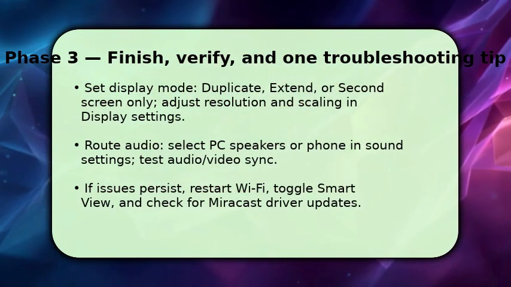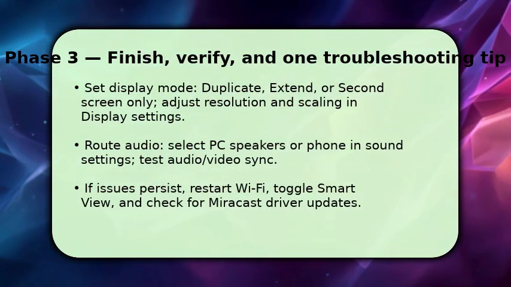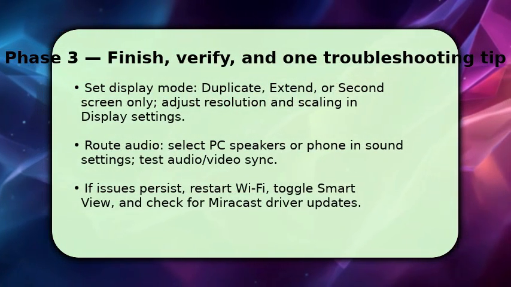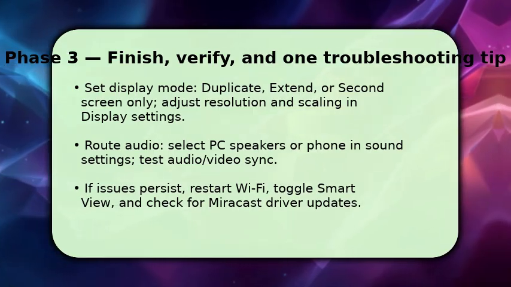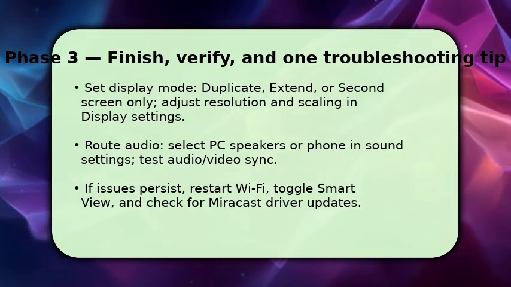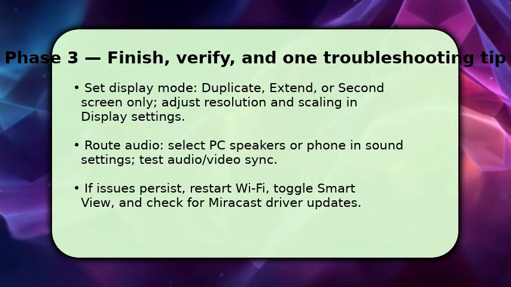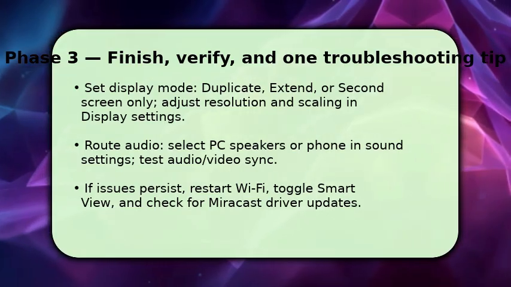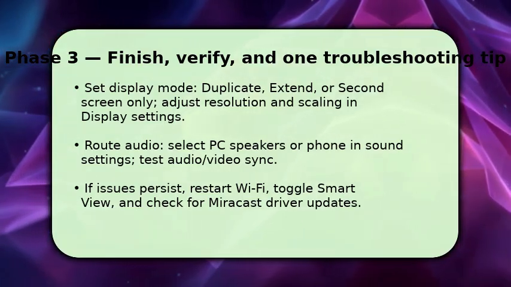You finish by choosing a display mode, duplicate, extend, or second screen only, and tune resolution and scaling in display settings so text and UI look correct. Once connected, route audio where you want it by selecting PC speakers or the phone in sound output options, and test a short video to confirm sync.